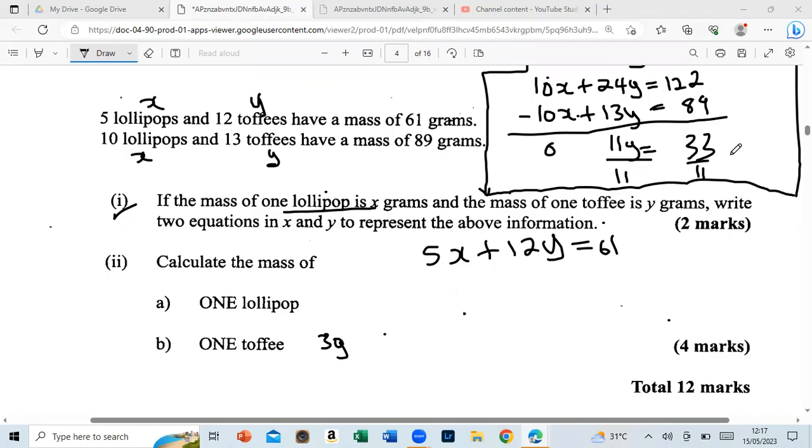So we get the value of y to be 3 grams. So we're going to just continue, alright? We're going to put 3 grams for the y and solve it.